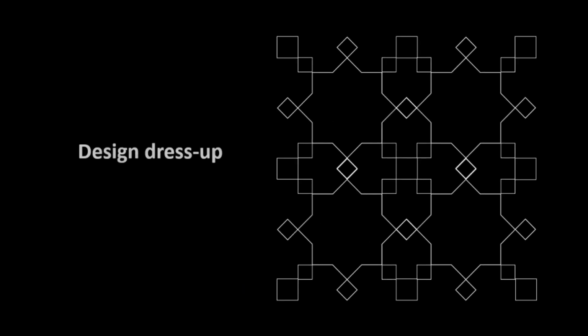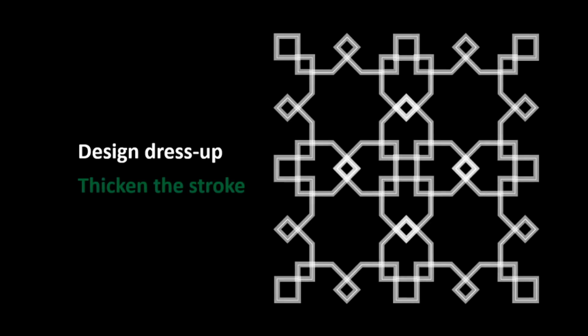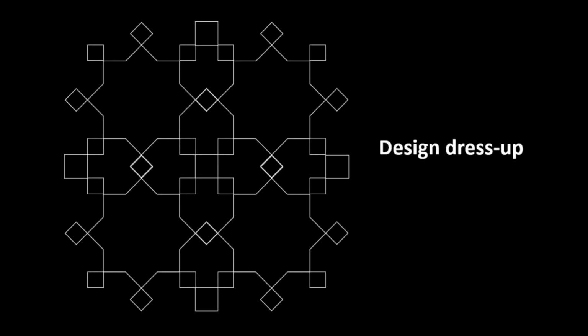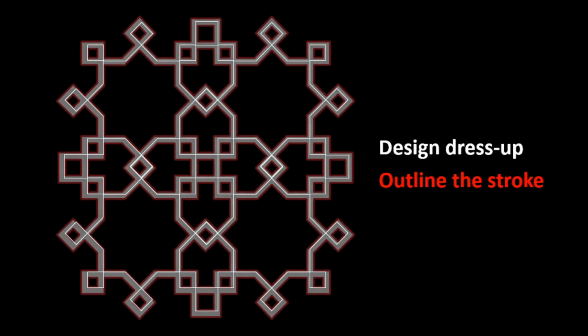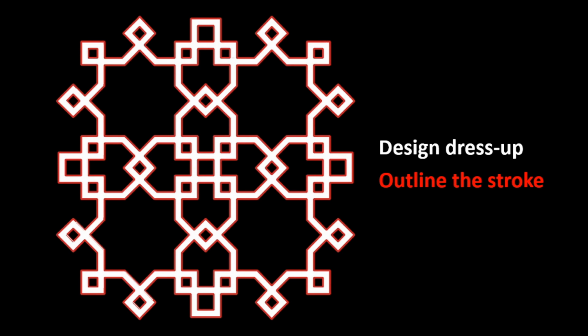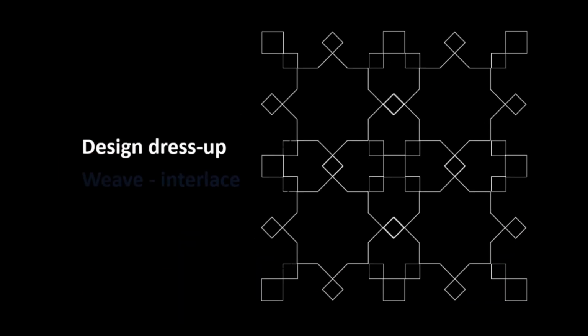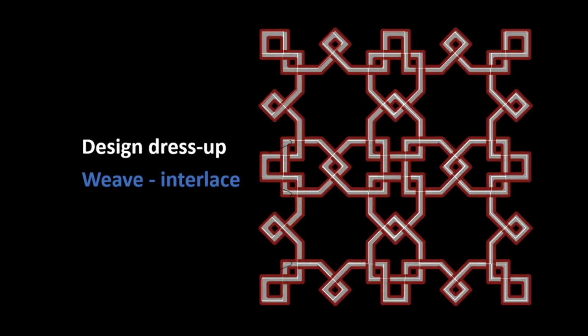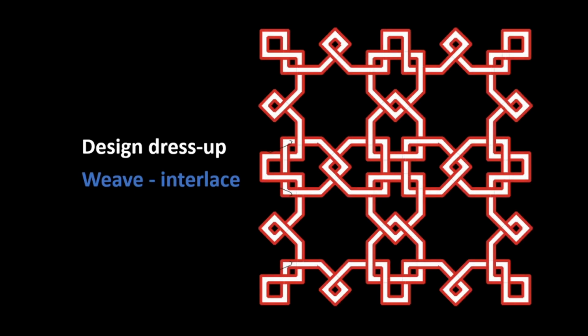There are many ways you can dress this design. The choice depends on what medium it is going to be transferred on. The easiest option is to thicken the lines. You can also add outline to the thick lines and give it another color. The most challenging option is to create an interlace. It is more time consuming and painstaking, but the result is stunning and awesome.